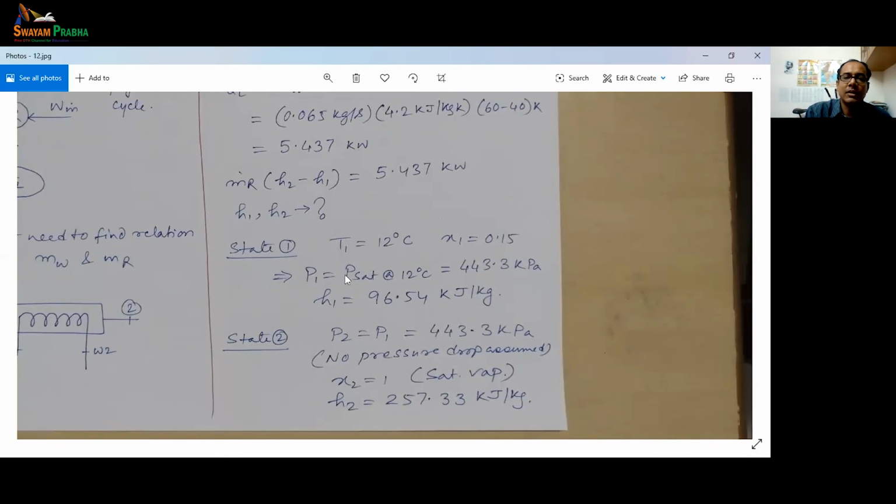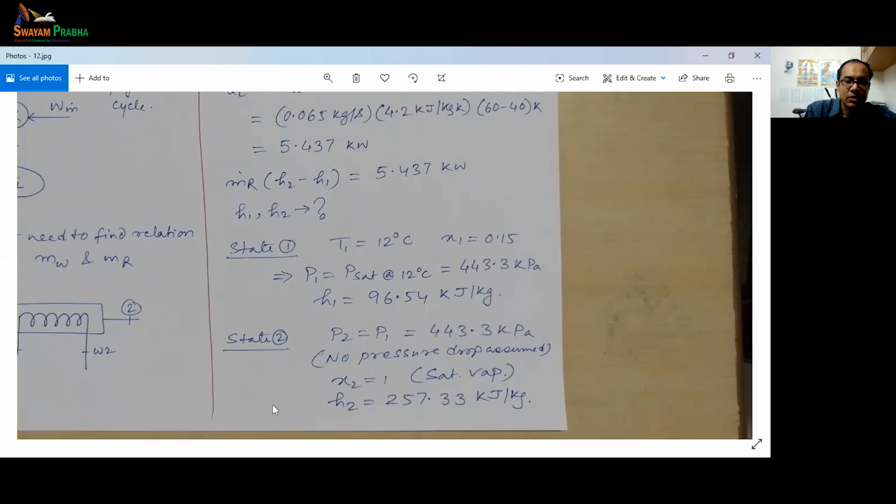And you can also find out, at this condition or this quality, what would be the enthalpy by doing HF plus X into HFG. So I am not doing it here. We can directly write H1 will be 96.54 kilojoule per kilogram.